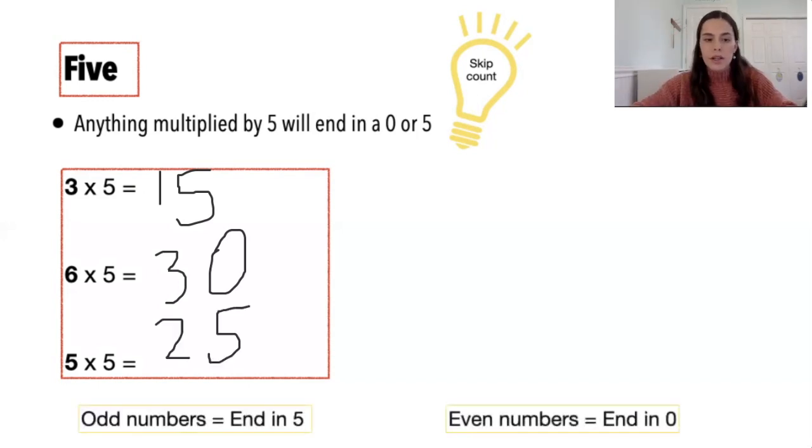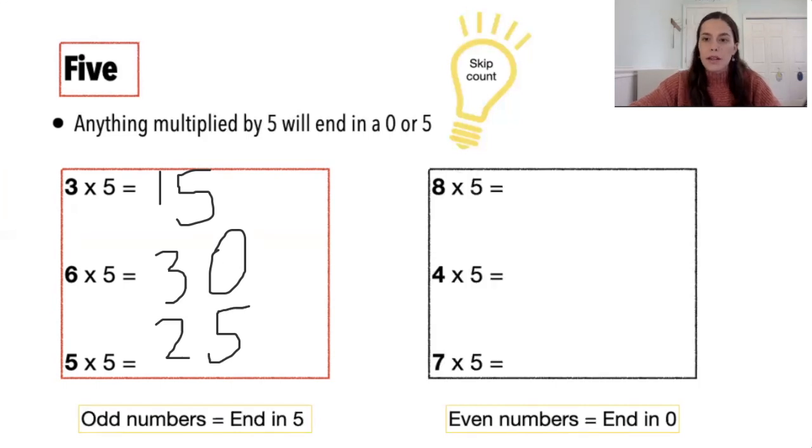And we can notice that the odd number answers will end in a 5. So in our example, we had 3 times 5, which is an odd number, equaling 15, and 5 times 5 equaling 25. And then the even numbers will end in a 0, 6 times 5 equaling 30. So that's a good way to check your work to make sure you didn't miscount. Here are your example problems. You have 8 times 5, 4 times 5, and 7 times 5.